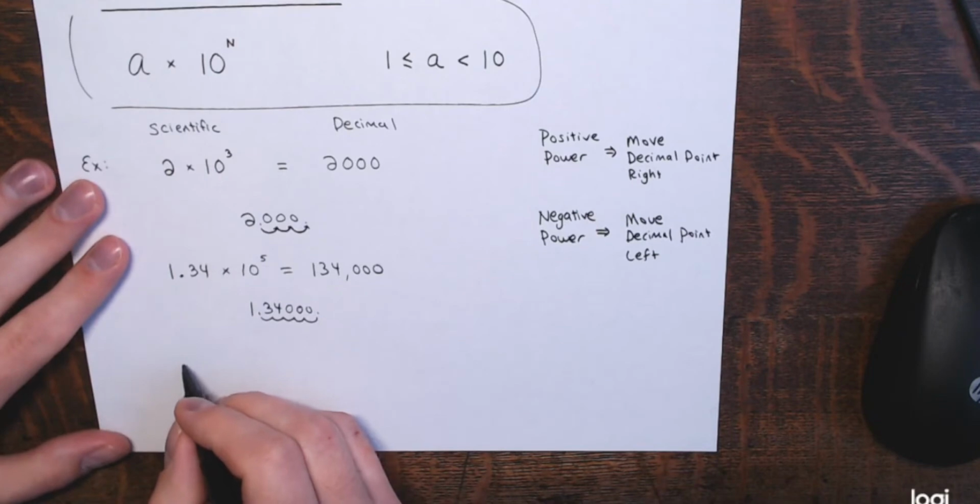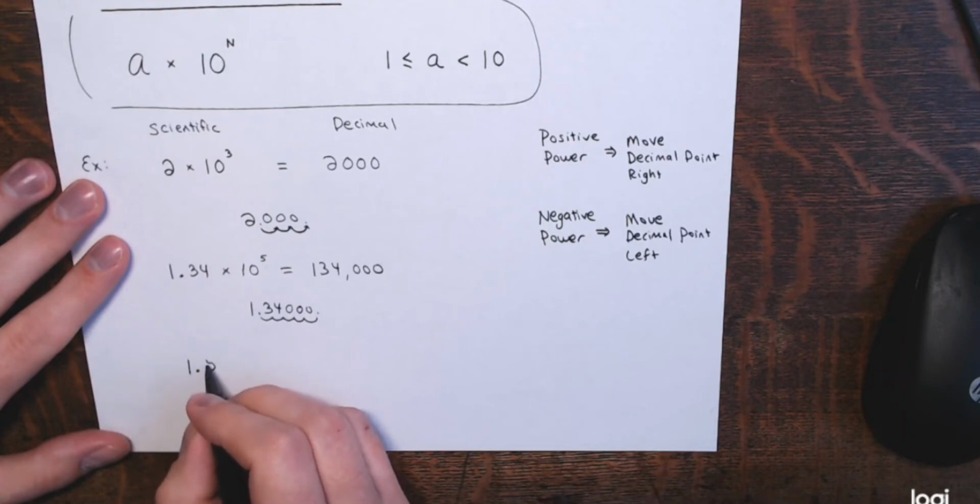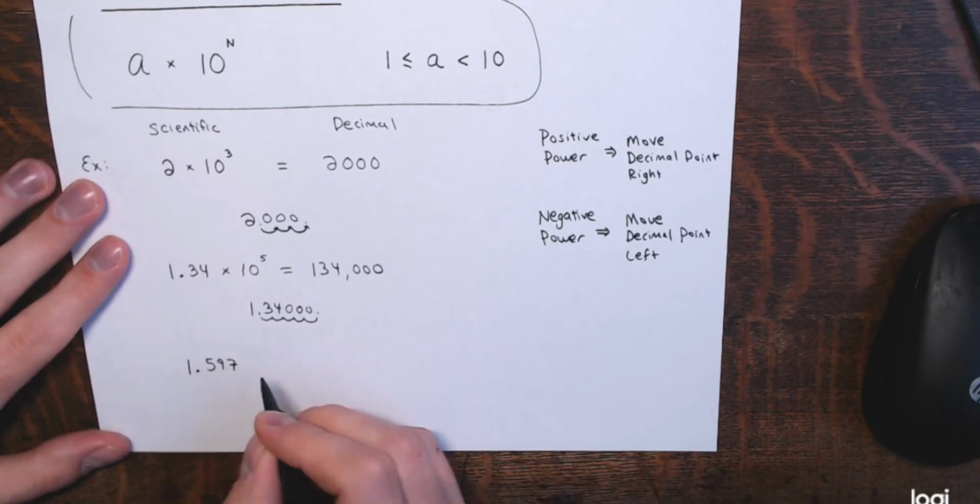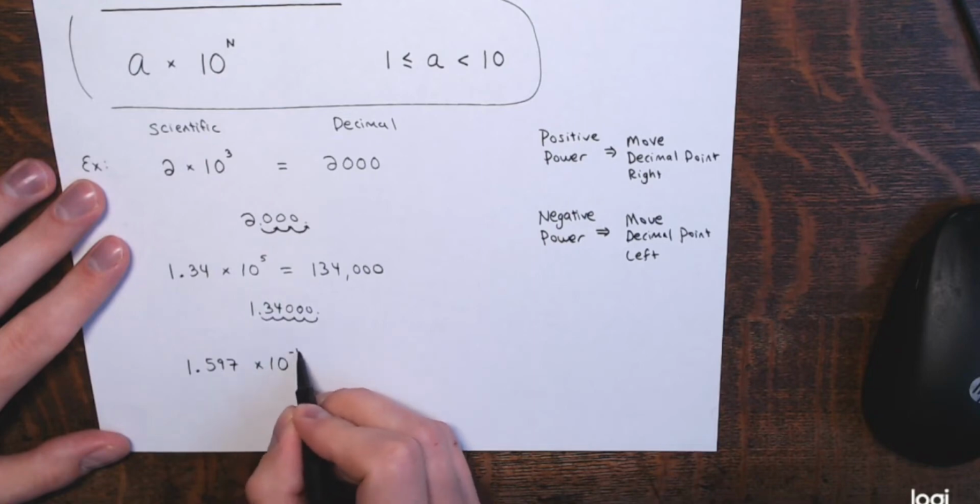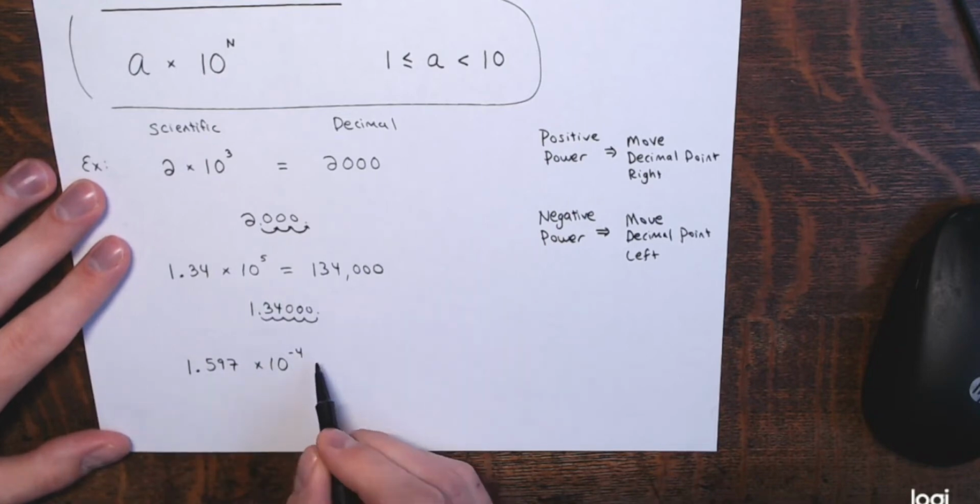All right, then one more example of this. With a negative power, say I have 1.597 times 10 to the negative 4. That's in scientific notation.